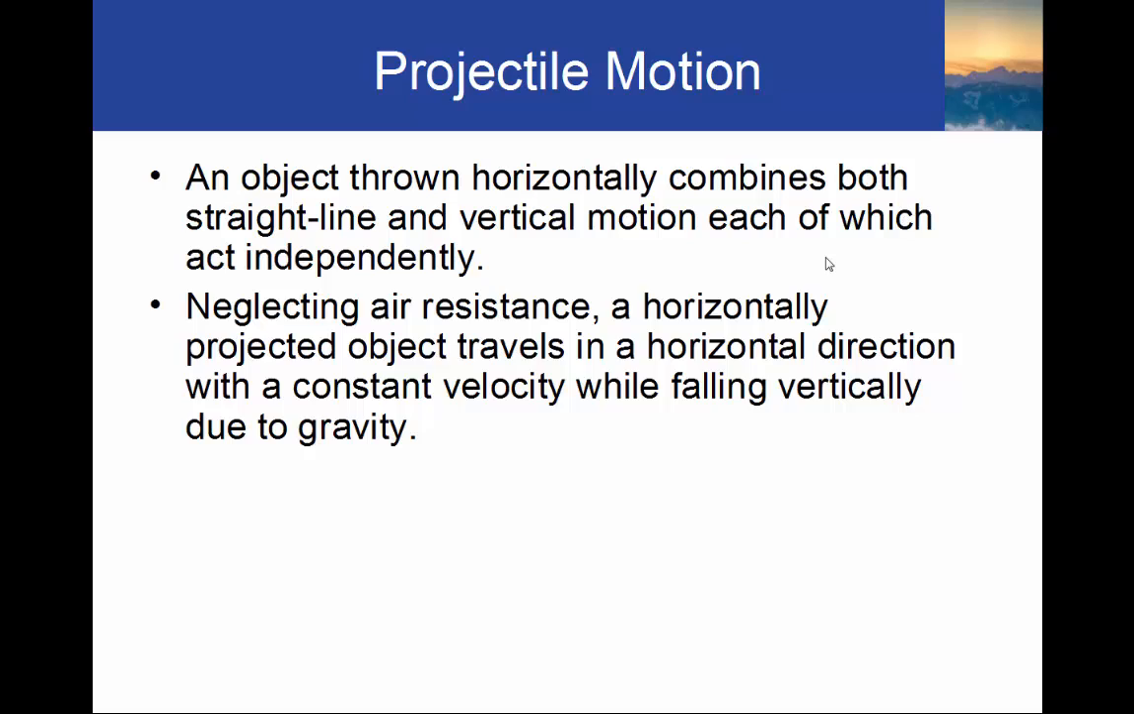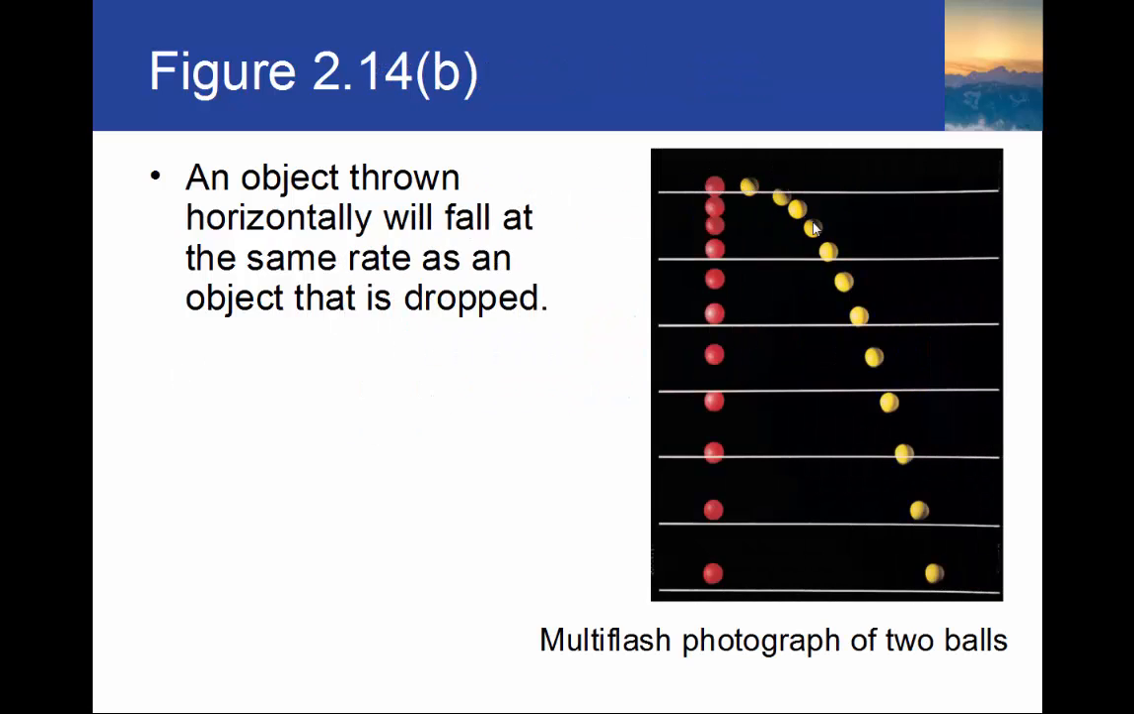A projectile is any object which has been thrown or launched or lobbed or shot, such that it has an initial horizontal speed and then is in free fall. So there's an acceleration in the vertical direction. There is some initial speed in the horizontal direction, whether or not there is some initial speed in the vertical direction. And so basically you end up with a motion that has horizontal and vertical components to it. In other words, you now have a 2D motion. And what I'm showing here in this diagram is a multi-flash photo of two balls, one of which is initially thrown in the horizontal direction and the other of which is simply dropped.